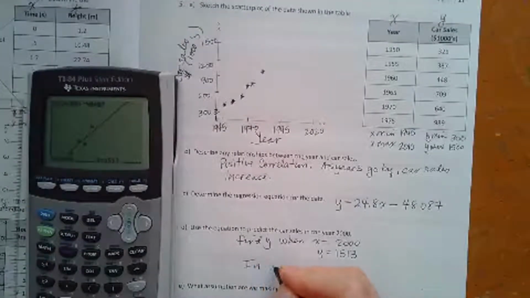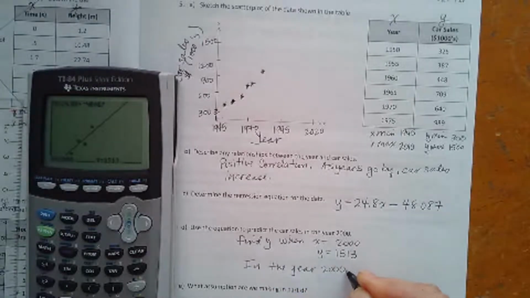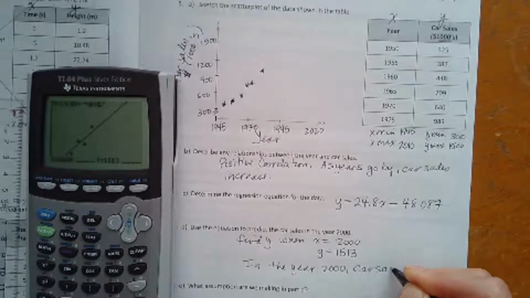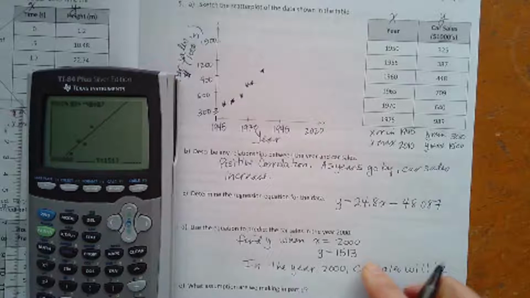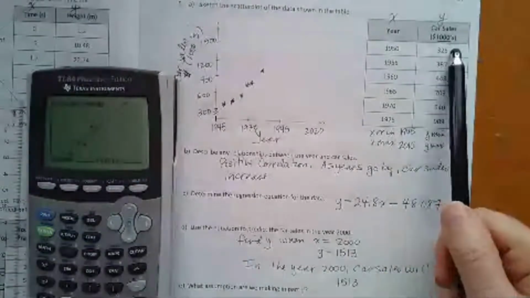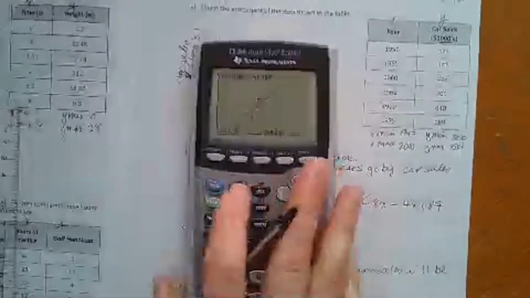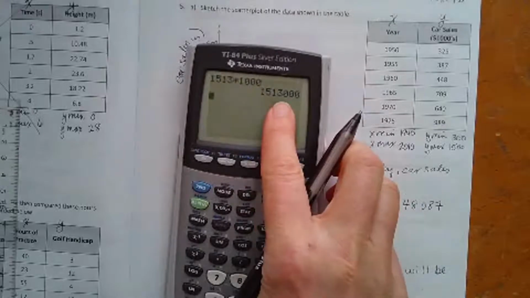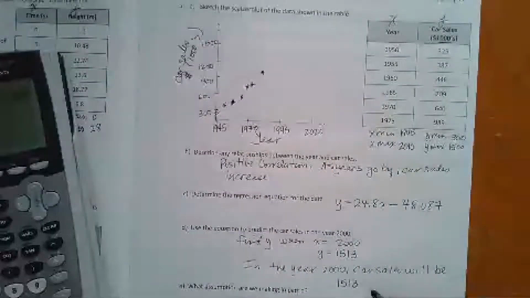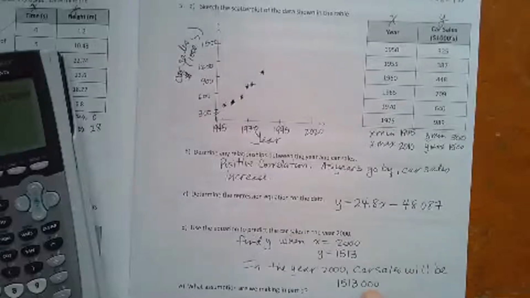So 2000 car sales will be, okay, so it's 1513 times 1,000, right? So what that gives me is 1513 times $1,000, okay? 1,513,000. So all you do is add your 3 zeros at the end, right? Okay.